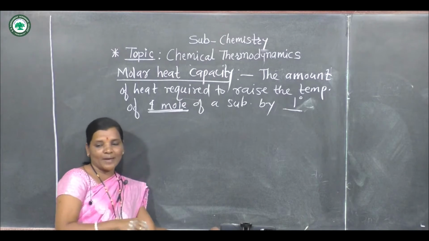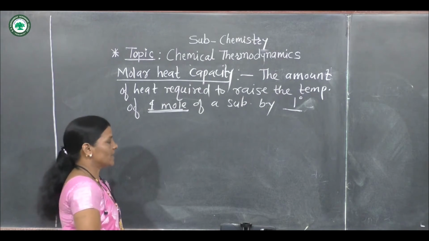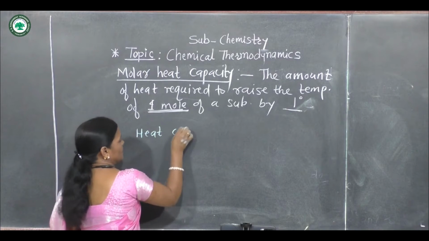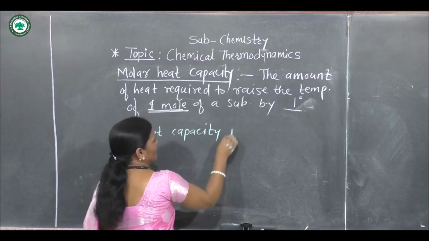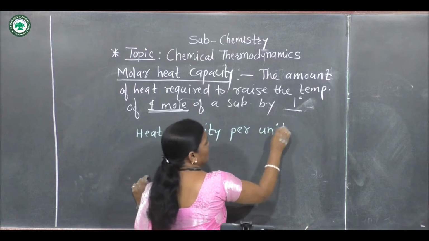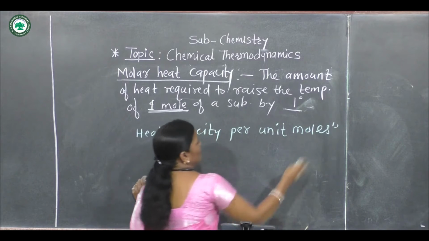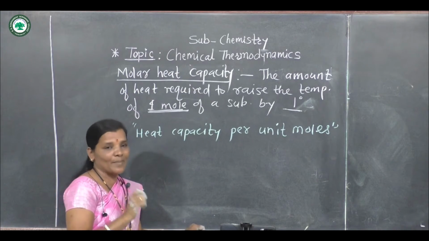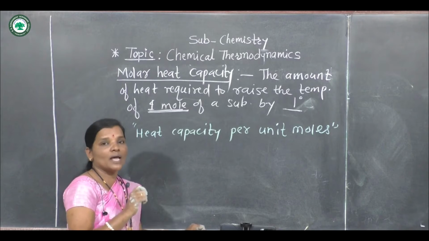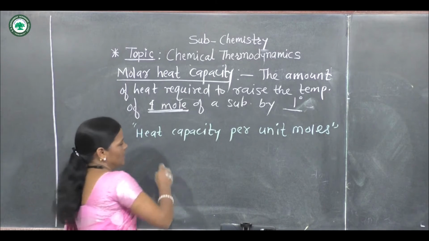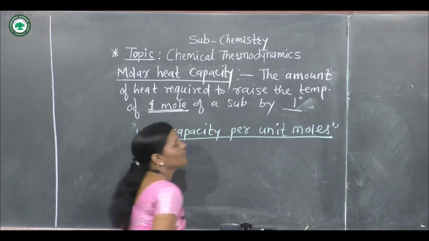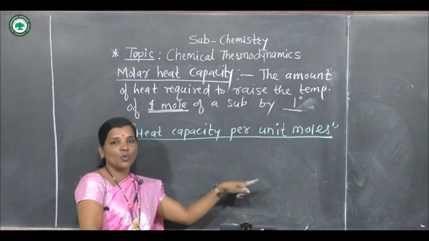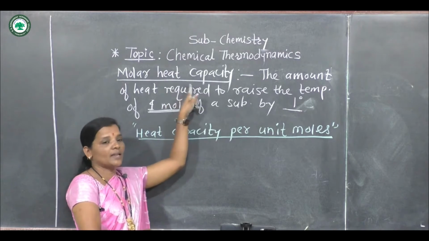So in terms of heat capacity, how we can write here? Heat capacity per unit moles will give us the value of molar heat capacity. How? That we'll see here. This sentence is very important. Heat capacity per unit moles, per unit number of moles, that will give us molar heat capacity.